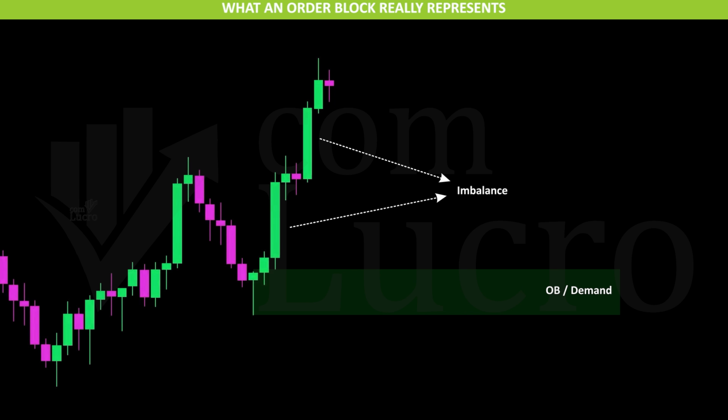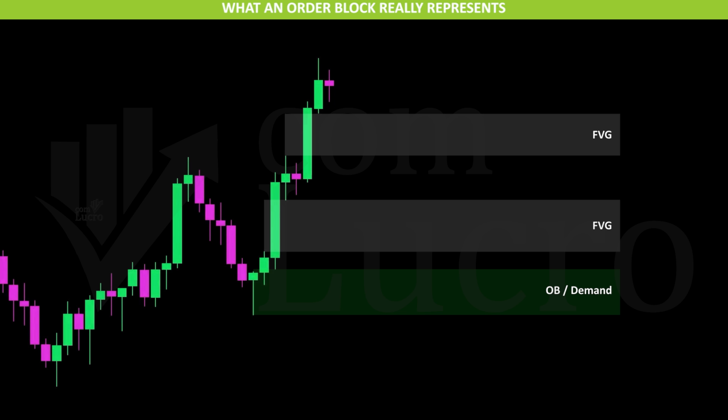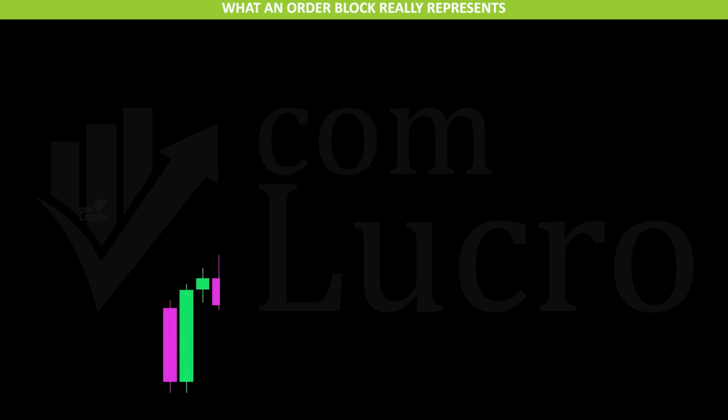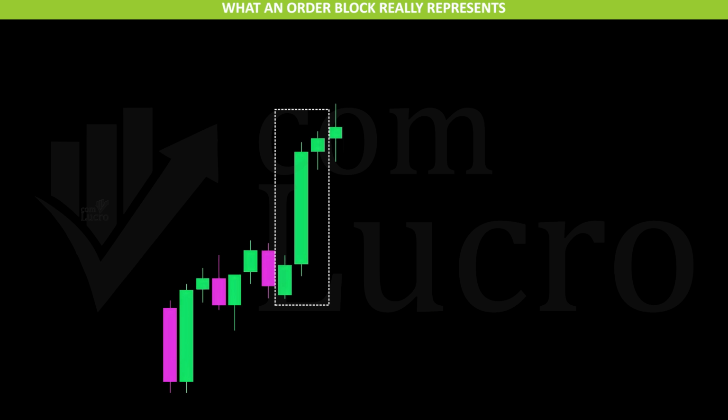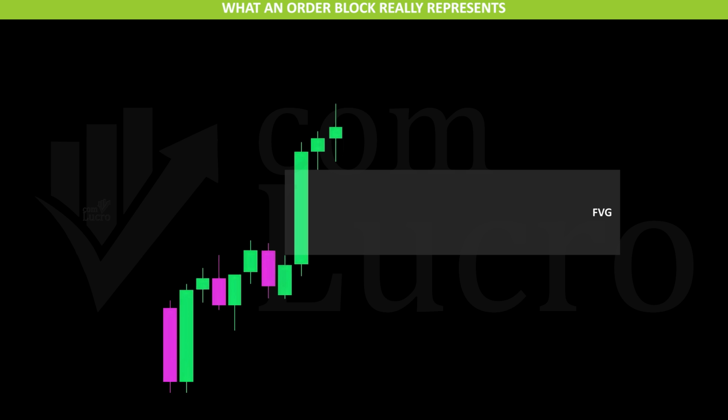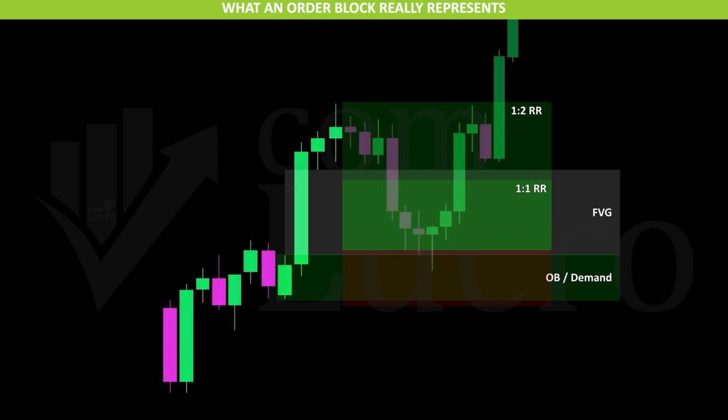The evidence is imbalance. When serious pressure hits the book, price doesn't move politely from level to level. It tears through and leaves a gap where almost no two-sided trading happened. Imbalance, inefficiency, fair value gap. 3 names for the same footprint. That footprint is your proof that size was involved, rather than your hope that it was. And it's also the reason price comes back. The move that created the gap left orders unfilled. The position was never completed at the price the buyer wanted. Price returns into the inefficiency to finish what was started.